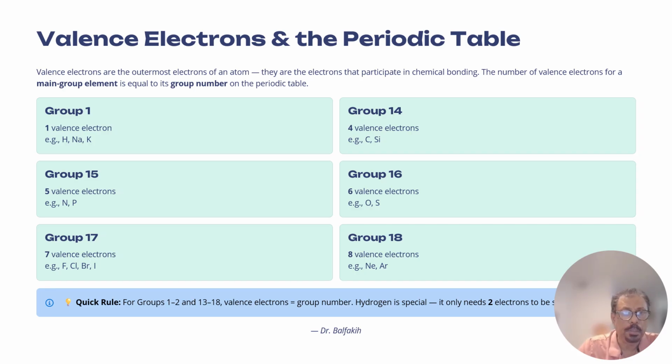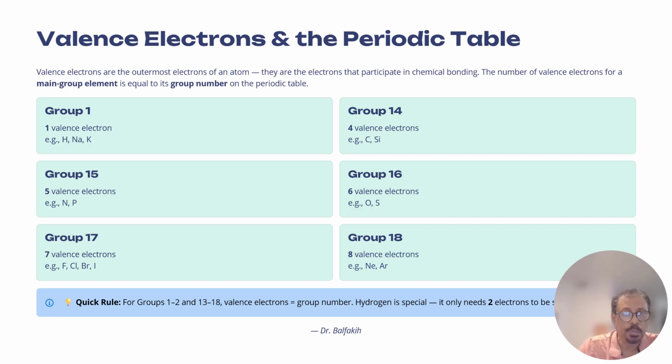In group number one, it includes hydrogen, sodium, potassium, rubidium, cesium. The only thing that we care about is how many electrons are in the valence shell. In group one, we always have one electron. Group two, we're going to have two electrons. Group 3 or 13 will be 3 electrons. Group 14, it will be 4 electrons, including carbon.